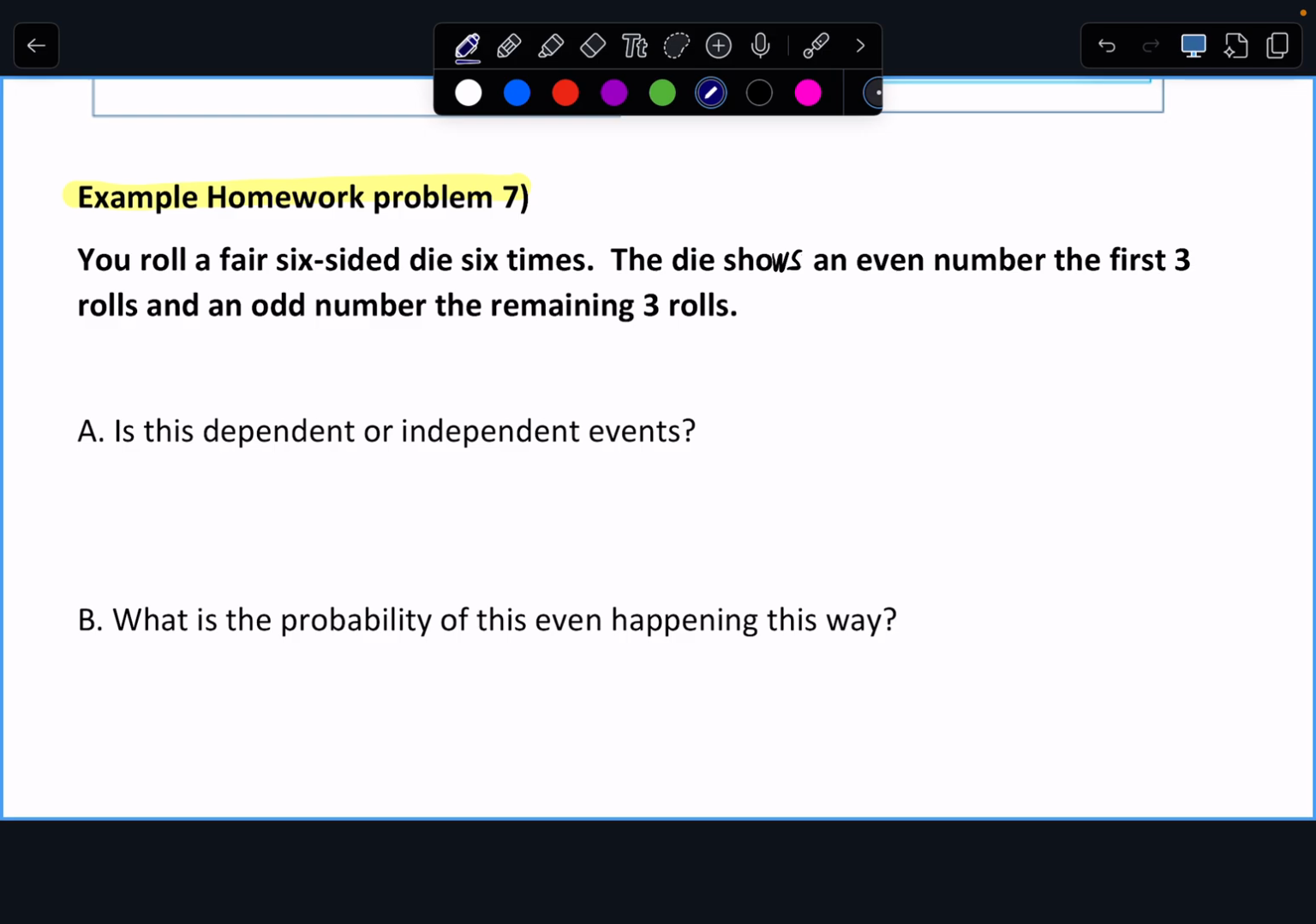You roll a 6-sided dice 6 times. The dice shows an even number. So even the first 3 rolls, and then odd the remaining 3 rolls.